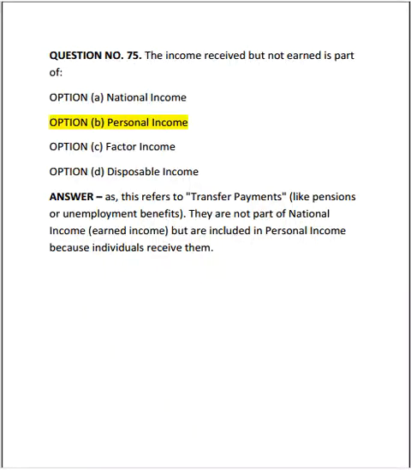Disposable income. Answer. As, this refers to transfer payments, like pensions or unemployment benefits. They are not part of national income, earned income, but are included in personal income because individuals receive them.